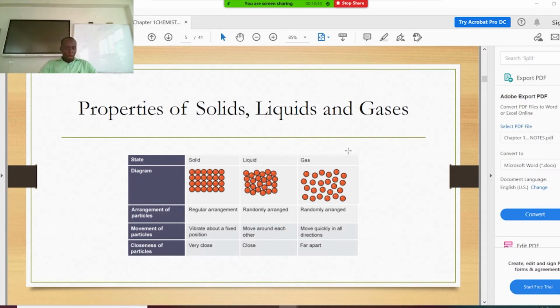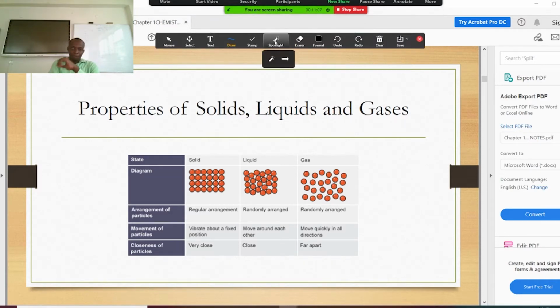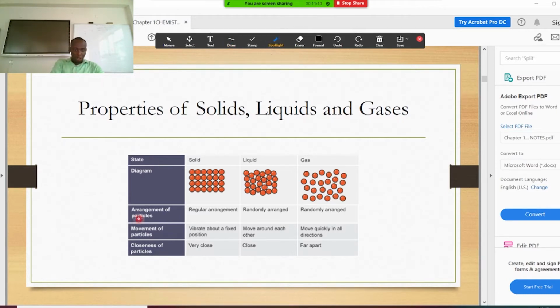All right, we're going to continue with the properties of solids, liquids, and gases with respect to their arrangement, their movement, and their closeness or separation. Because in your IGCSE chemistry syllabus, you will be examined on the properties of these states of matter with respect to the arrangement, movement, and closeness of the particles. Please take note of that.